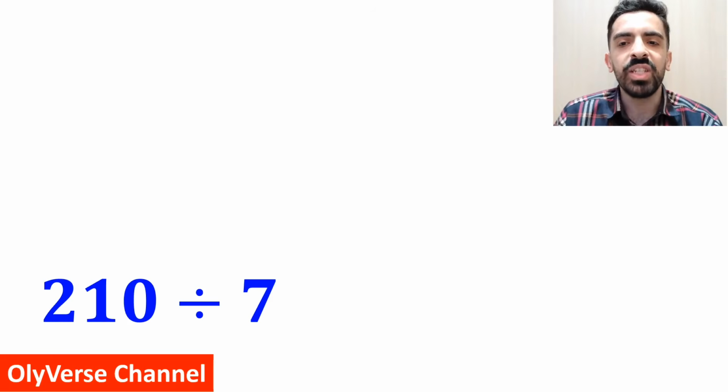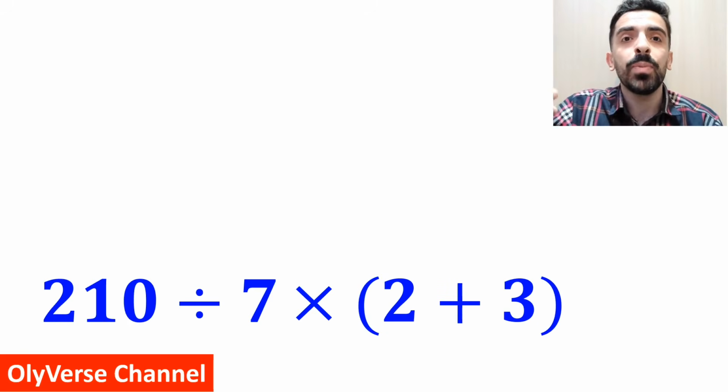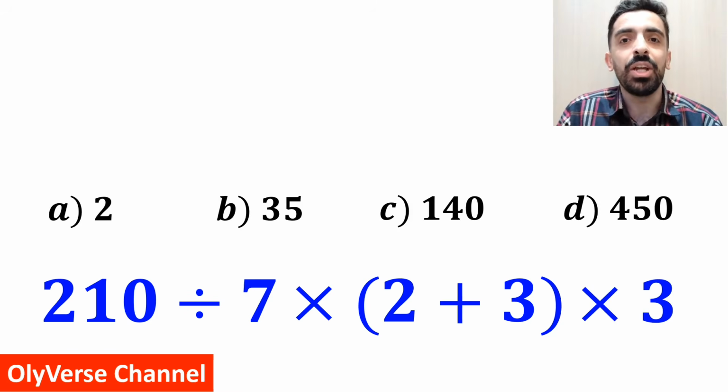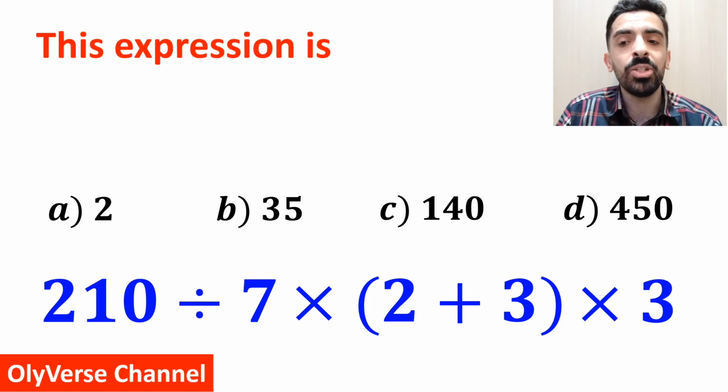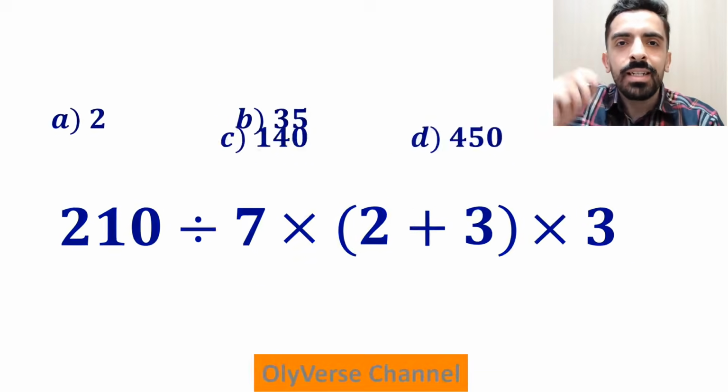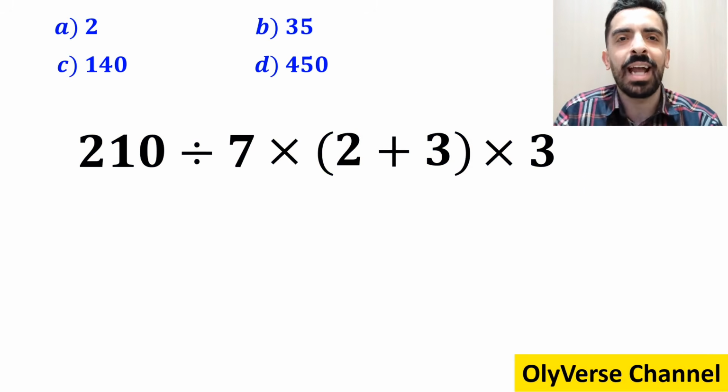What is the value of the expression 210 divided by 7 multiplied by (2 plus 3) and multiplied by 3? Which option do you think is the correct answer to this question? This expression is so tricky that 90% of people get the wrong answer. Let's go step by step and solve it together.